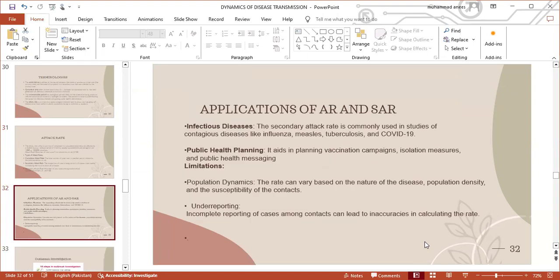Applications: the secondary attack rate is commonly used in studies of contagious diseases like influenza and measles. It aids in planning vaccination campaigns, isolation measures, and public health messaging, population dynamics. Limitations: the rate can vary based on the nature of the disease, population density, and the susceptibility of the context. Underreporting is also there, incomplete reporting of the cases.